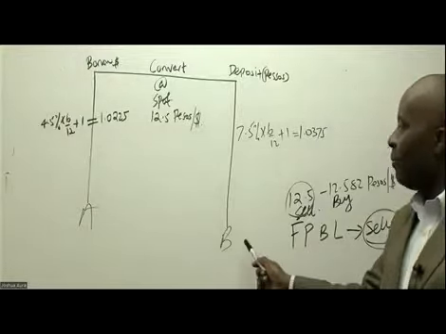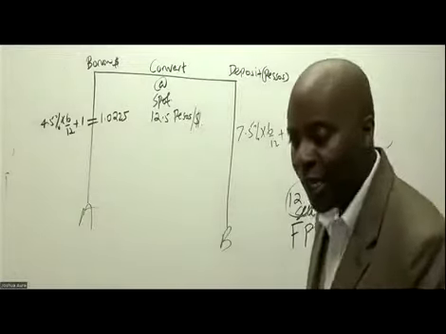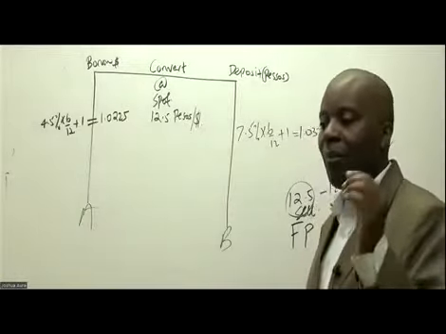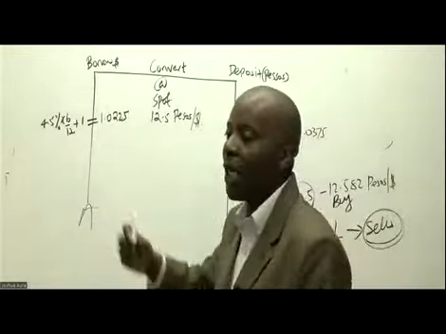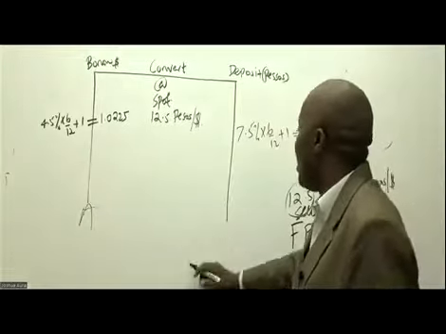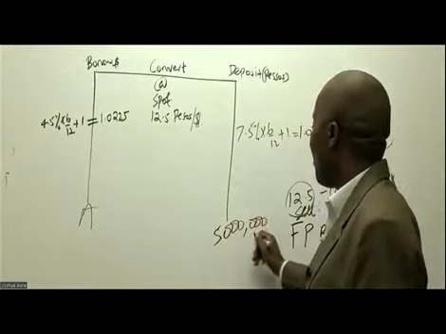Yes, B. Because these are 5 million pesos. They can't be put on the leg of the dollars. We must come and put them here. 5 million pesos.